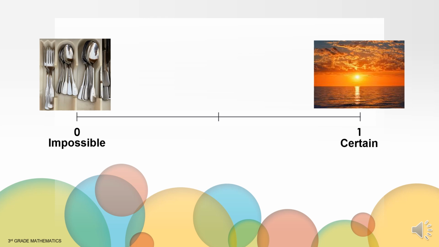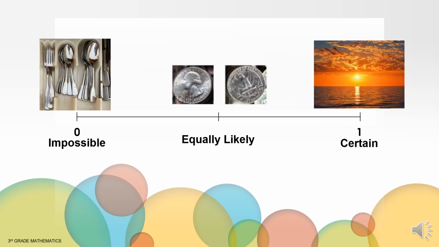Some events have outcomes that are equally likely. For example, when I flip a coin, there are 2 outcomes. It is equally likely that when I flip a coin, it will land on heads or tails. Events that are equally likely belong at the half mark on the number line.